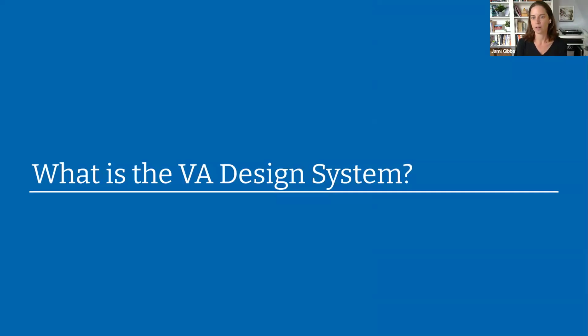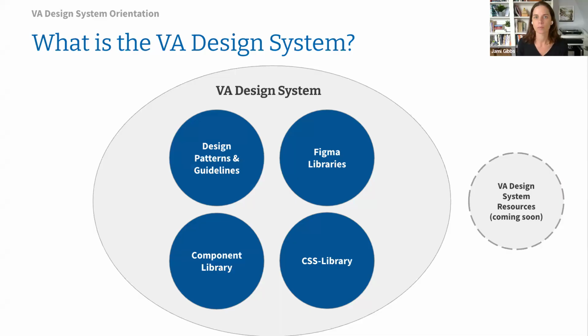Okay, so what is the VA design system? The design system is made up of a number of different packages and documentation. And the main areas are the design patterns and guidelines. The design system also manages a number of Figma libraries. On the technical side, there's a component library package that's going to include web components and a few other things in our monorepo, as well as the CSS library package. And we'll dive into all of these things a little bit more later.